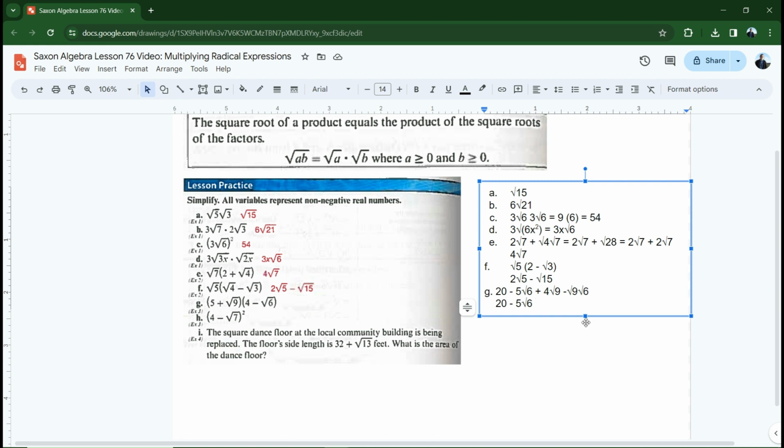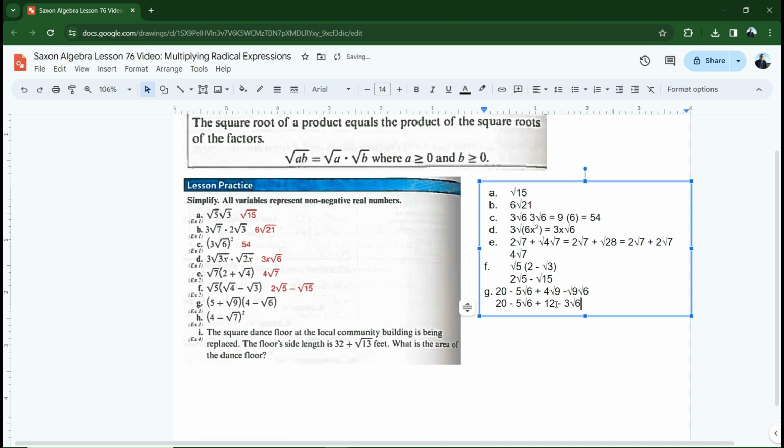But 4 times the square root of 9, well, the square root of 9 is 3. So I just multiply 4 times 3 and get 12. 4 times 3 is 12. Minus, and then the square root of 9 is 3. So this is going to be minus 3 times the square root of 6.